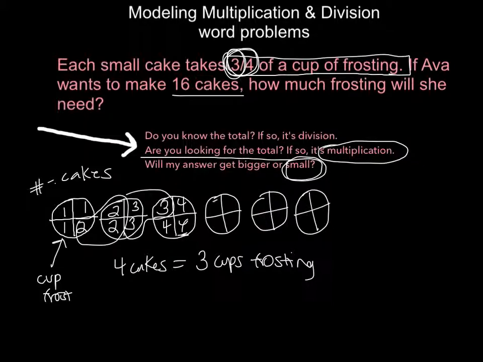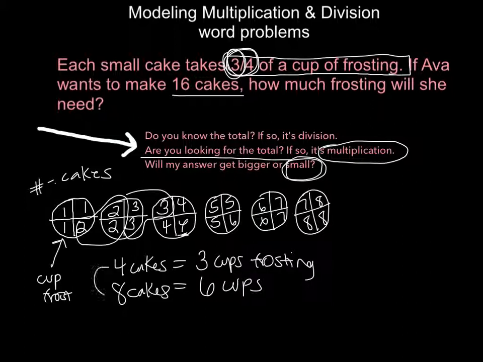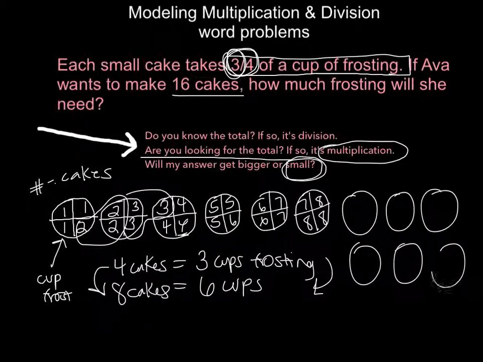So I'm going to use 3 pieces to make cake number 5, 6, 7, and 8. And once again, I've evenly used up frosting, so I'm on cake number 8. And I've used 6 circles, so 6 cups. And if you notice, 4 doubled to 8, 3 doubled to 6. So I've only made 8 cakes. I have to make 16. So I'm going to draw a few more circles. I'm going to go ahead and cut all of them into 4ths.